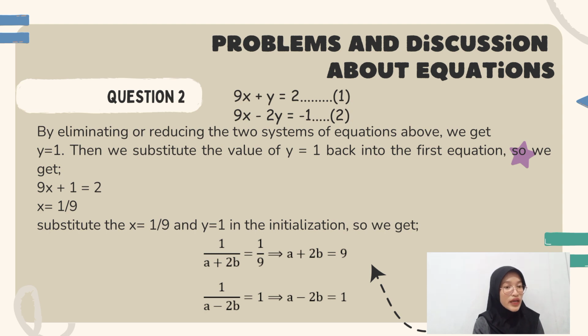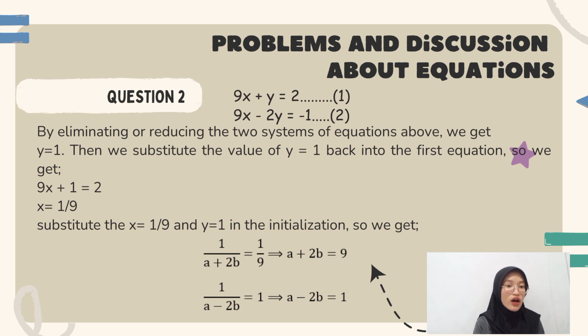So, by eliminating or reducing the two systems of equation above, we get y equals 1. Then, we can substitute the value of y equals 1 back into the first equation, 9x plus y equals 2. So, we get 9x plus 1 equals 2. So, we get x equals 1 over 9.